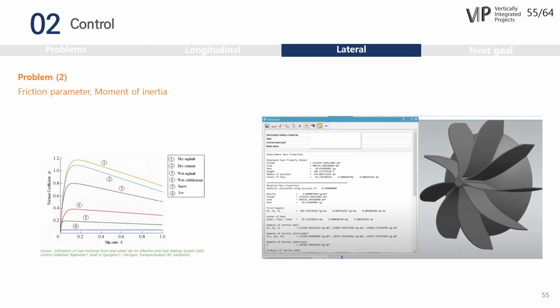The other problem is that it is hard to get parameter properties. For this problem, you can just look up the data to find the tire friction coefficient and use software like UG or NX to find the moment of inertia.